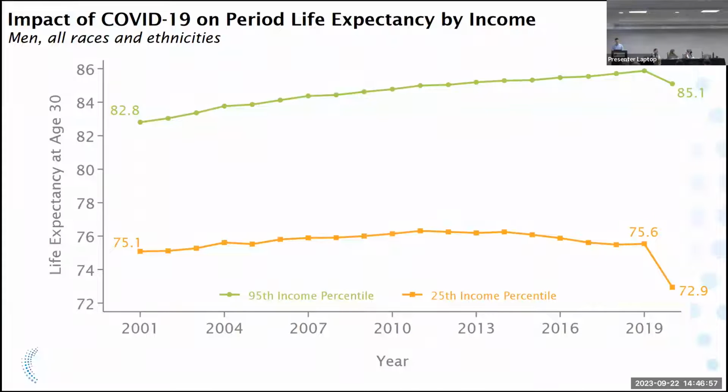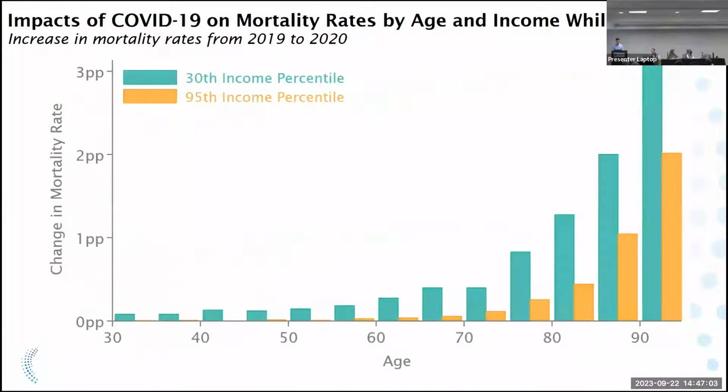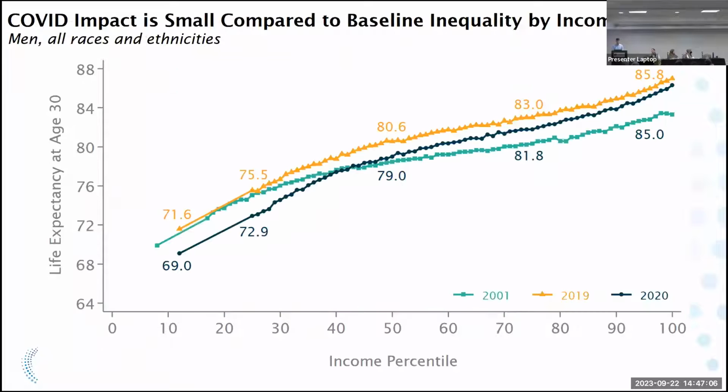and more modest at the top of the income distribution. And I think that's actually something that's quite meaningful when you put this in the historical context. Let me skip ahead one slide here to put that in historical context. So if you plot 2001, 2019, and 2020 life expectancies, what you see is that the pandemic really set back rich Americans by a matter of years. Their life expectancy in 2020 looked a little bit like their life expectancy in, say, 2015.